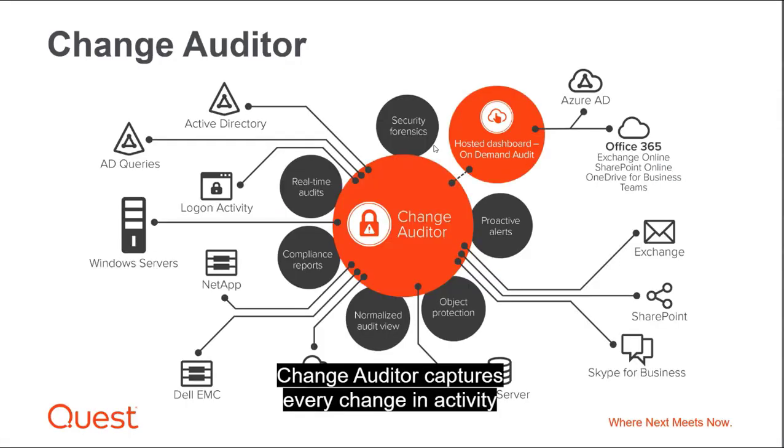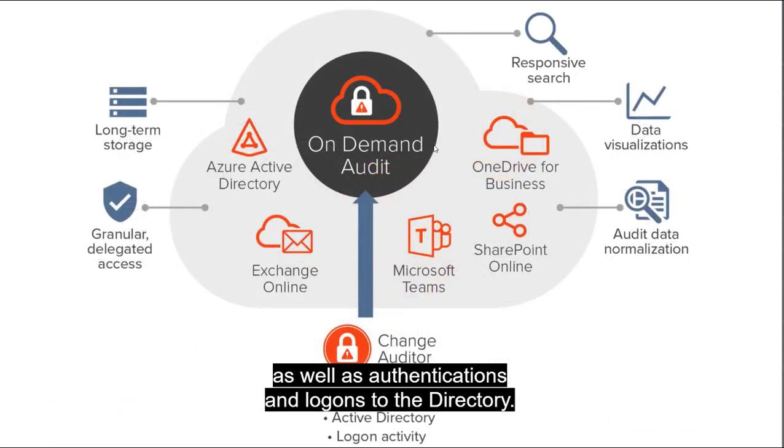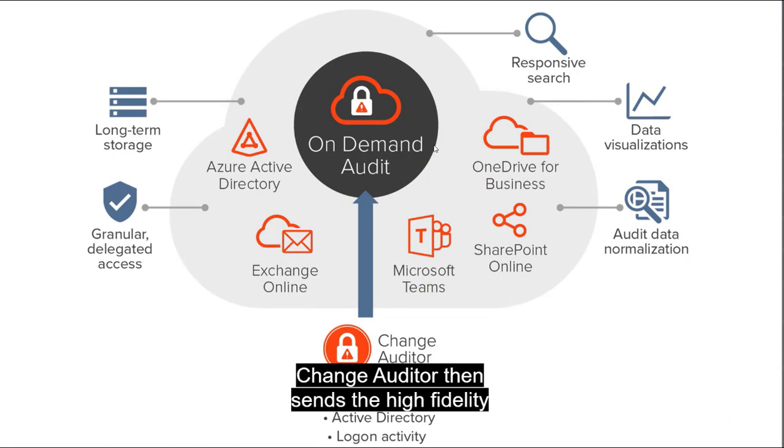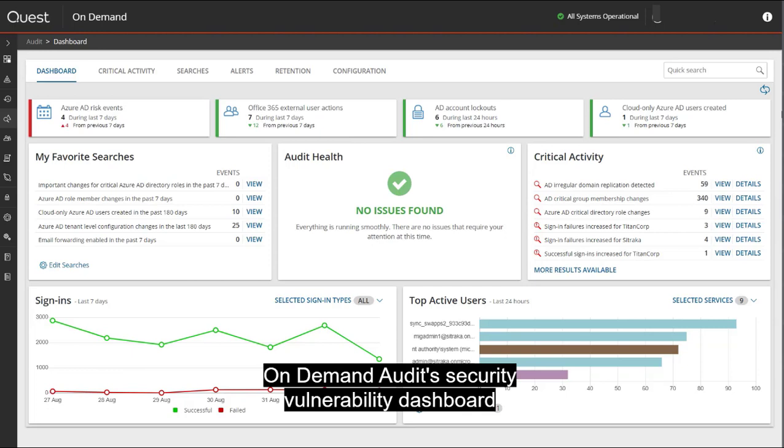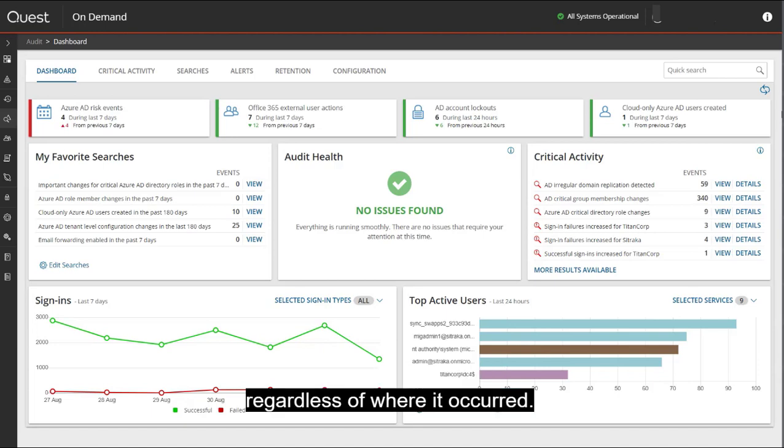Change Auditor captures every change in activity that happens in your on-premises Microsoft environment, including changes to Active Directory, as well as authentications and logons to the directory. Change Auditor then sends the high-fidelity audit logs it has created on-premises up to On-Demand Audit, so that all cloud and on-premises data is available through a single, easy-to-use, hosted interface. On-Demand Audit's Security Vulnerability Dashboard gives you a holistic view of all user activity across your on-premises and cloud environments, regardless of where it occurred.